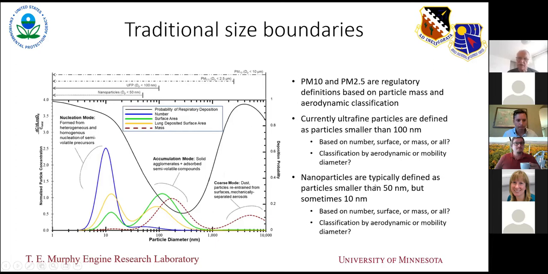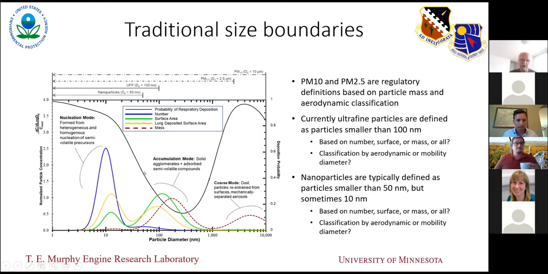But what does that mean? Does it mean number, surface, mass, all? Does it mean classification aerodynamically or by mobility? We don't know that. Similarly, nanoparticles are typically defined as particles smaller than 50 nanometers, sometimes smaller than 10 nanometers. Are they, again, based on number, mass, surface, all? And again, which diameter are you basing your sizing on?